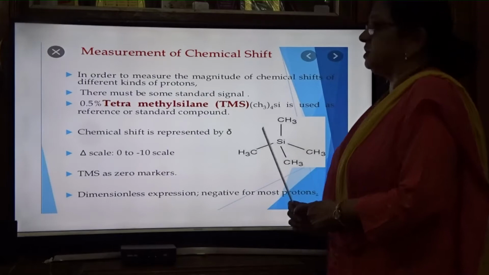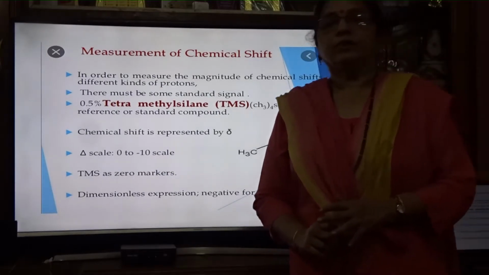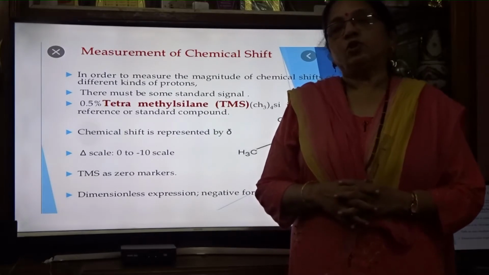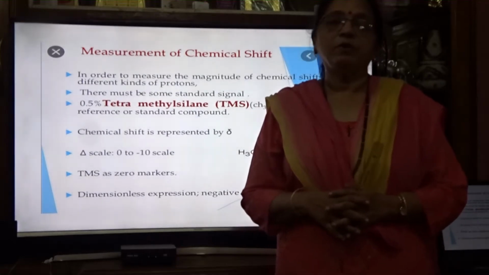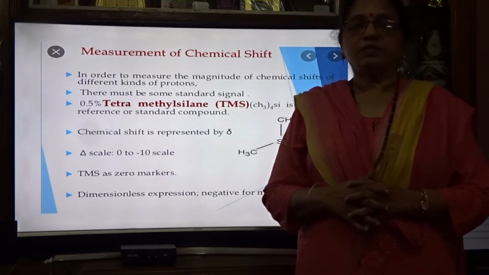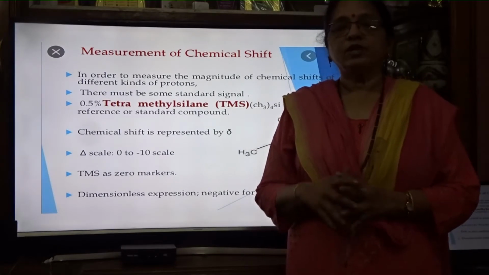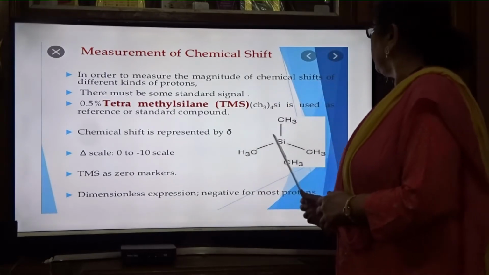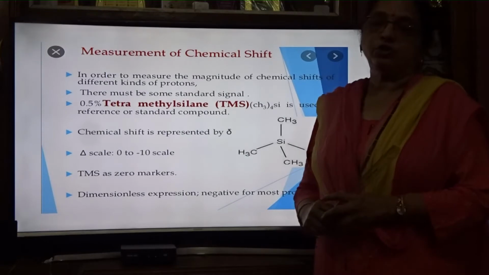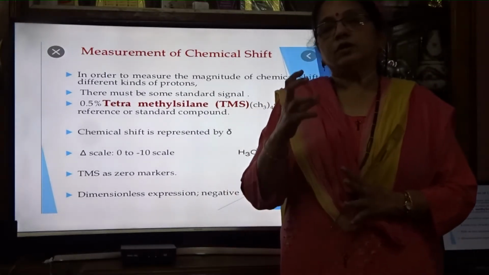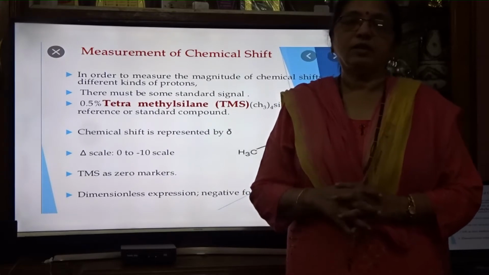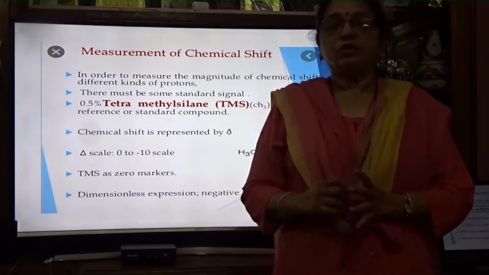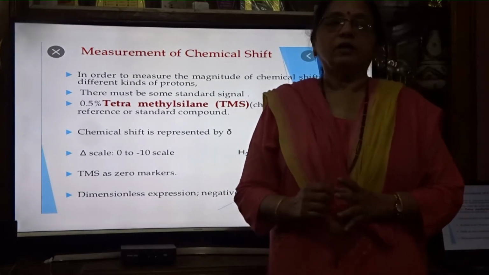So why are we using TMS? The solute whose NMR spectrum is to be found is dissolved in TMS, tetramethylsilane, because it has all the properties required of a solvent. When the solute is dissolved in tetramethylsilane, it shows a sharp signal at a delta value of 0. It does not affect the solute, there is no molecular interaction with it, and no different type of bonding. So TMS is the best solvent to use in NMR spectroscopy.